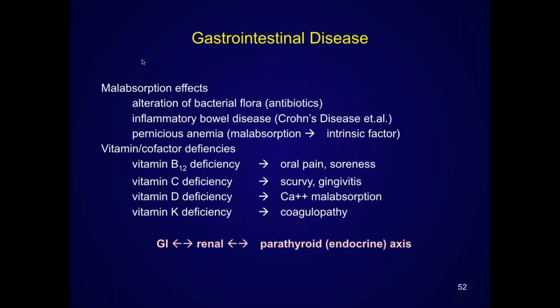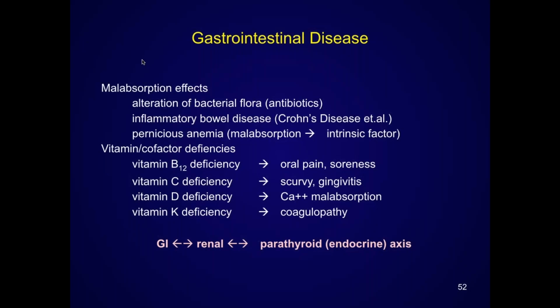So patients who have GI disease, things like long-term antibiotic use, Crohn's disease, pernicious anemia where they don't produce intrinsic factor, are going to have a harder time absorbing all the nutrients. I've listed the B, C, D, and K deficiencies and what the actual oral findings would be in those cases. They typically present with oral soreness, ulcerative diseases, gingivitis. We're going to talk about calcium stuff when we get to giant cell granulomas. And then obviously vitamin K, because they'll be coagulopathic.